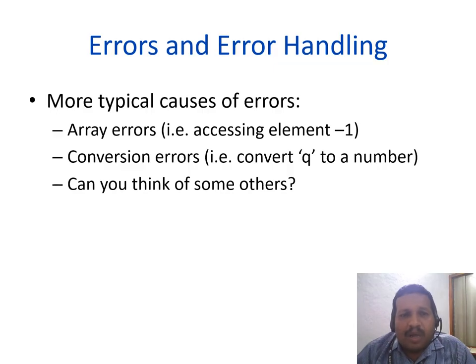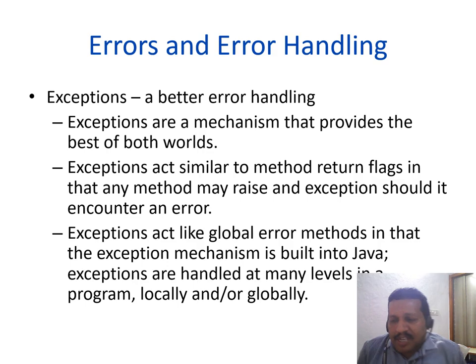And one of the most typical causes is array errors. Whenever you use an array, you specify the size. If an incorrect size is specified, you will get an array error. Then conversion error, like converting one data type into another data type. You might have experienced different types of errors while programming. So how do we rectify these errors?